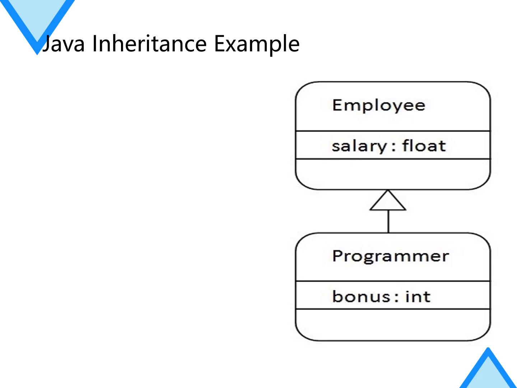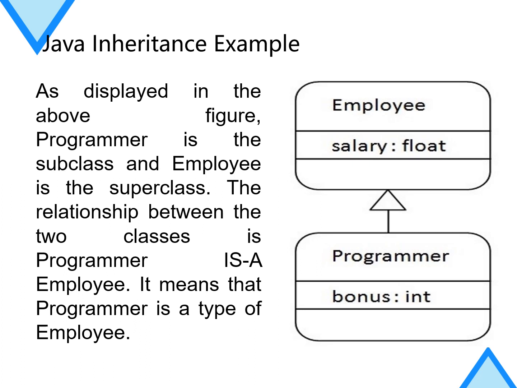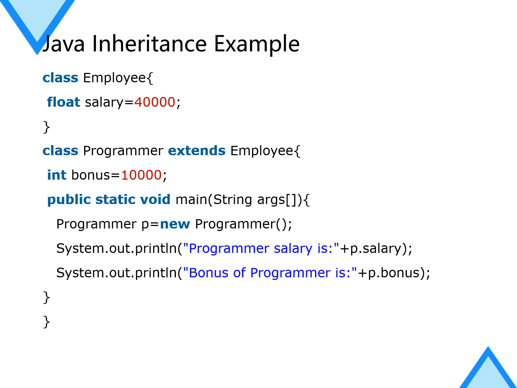So we are going to implement this class diagram in Java. As displayed in the above figure, programmer is the subclass and employee is the superclass. The relationship between the two classes is: programmer is an employee. We already discussed that inheritance represents an is-a relationship. So programmer is an employee. It means that programmer is a type of employee. So now this is the implementation for the previous class diagram.